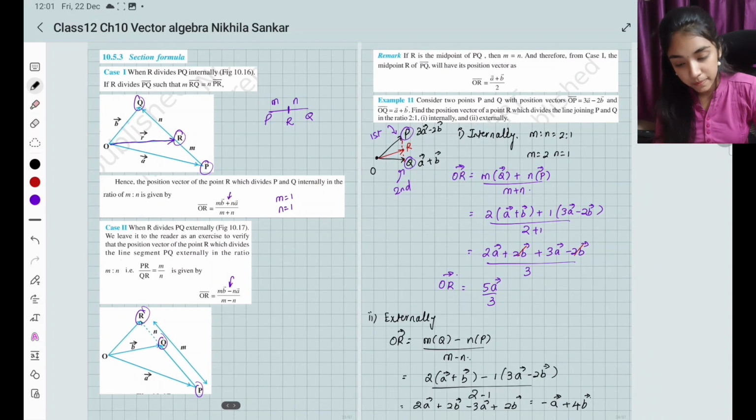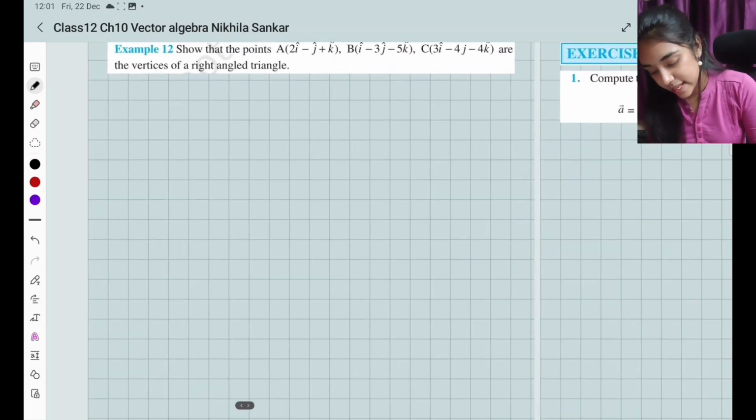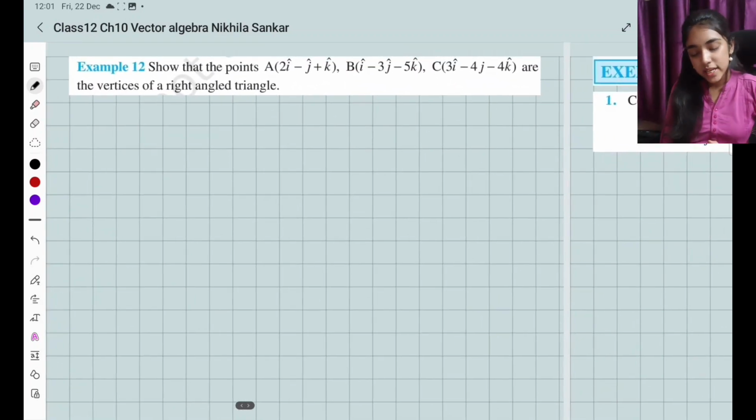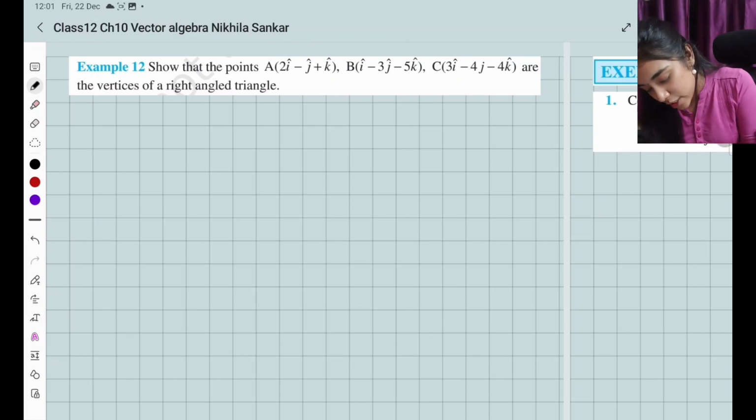Okay, please copy. Now example 12. Show that the points A, B, C are vertices of a right angle triangle. So how do we know it is a right angle triangle? You need to find the magnitudes and see if the hypotenuse square is equal to the sum of the squares of the other two sides. Let's see. I need to first find AB, then BC, then AC, and then I need to find the magnitude of all these vectors.